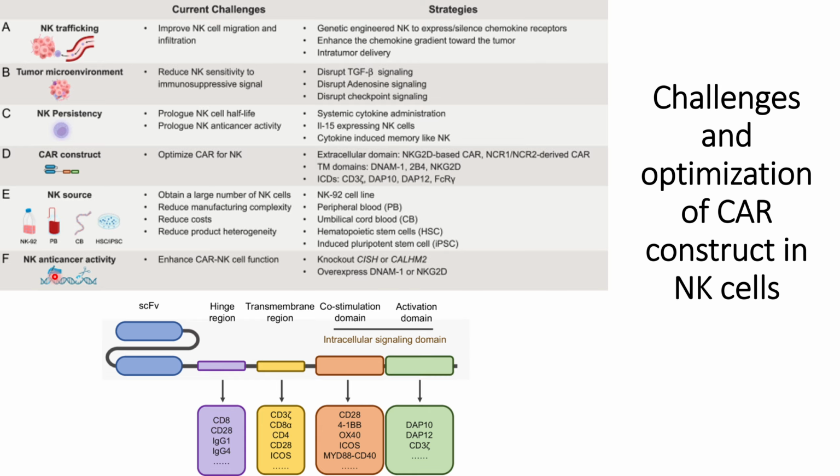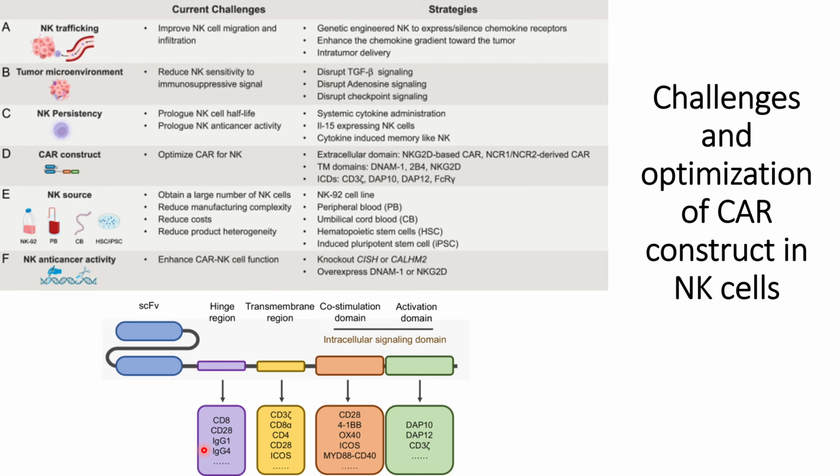Next one is NK anti-cancer activity. That is, to enhance the CAR-NK cell functions. This can be done by mutating some of the genes that lead to the suppression of the NK cells, such as the CISH gene or other inhibitory genes, or by overexpressing DNAM-1 or NKG2D. These things will also help in NK cell survival.